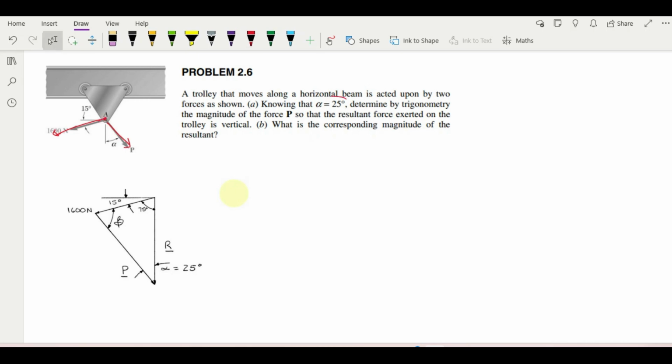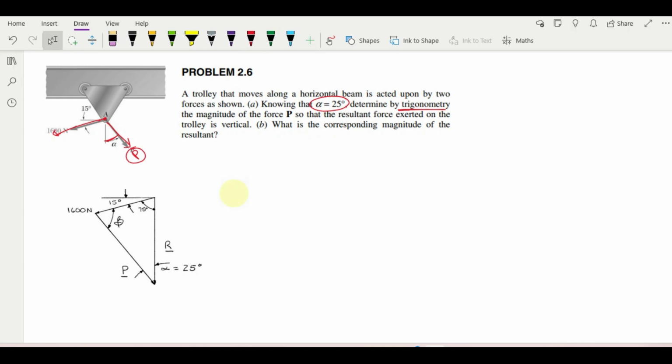Knowing that alpha equals 25 degree. This angle alpha, this is 25 degree. Determine by trigonometry the magnitude of the force P. What is the value of this force P? You have to find it out so that the resultant force exerted on the trolley is vertical.